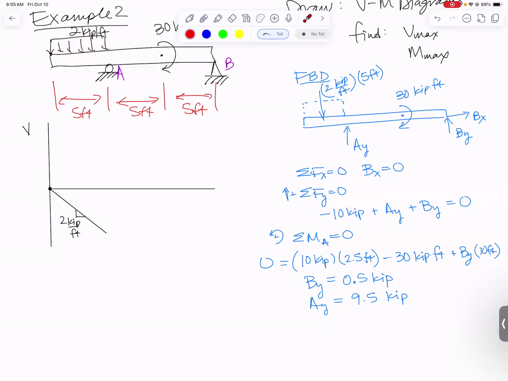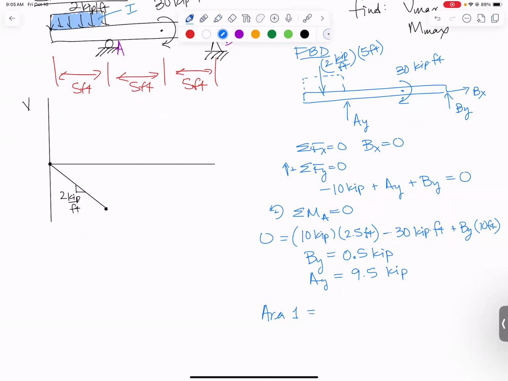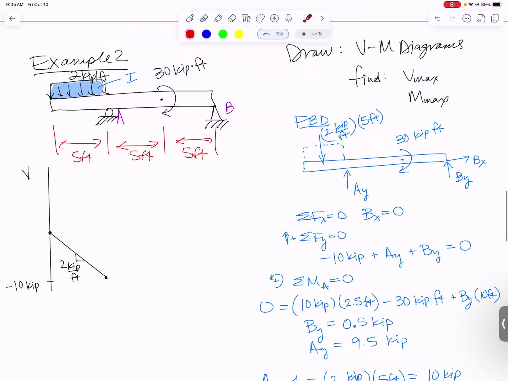If you want to figure out how far down you get, that is an area under the curve problem. So let's go back to find that area. If you want to call this area 1, we already found it, but it's 2 kips per foot and it acts over 5 feet. So it is a total of 10 kips. So when I get down here on my shear force diagram, I am down at minus 10 kips from the distributed load. Now what happens? Well, first of all, the distributed load stops.